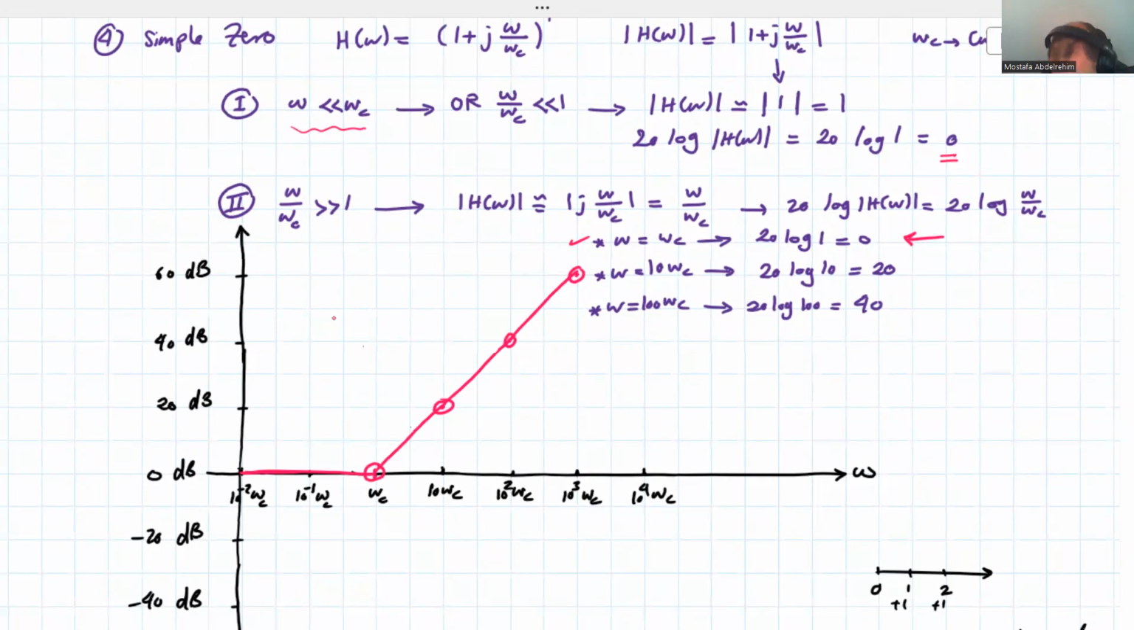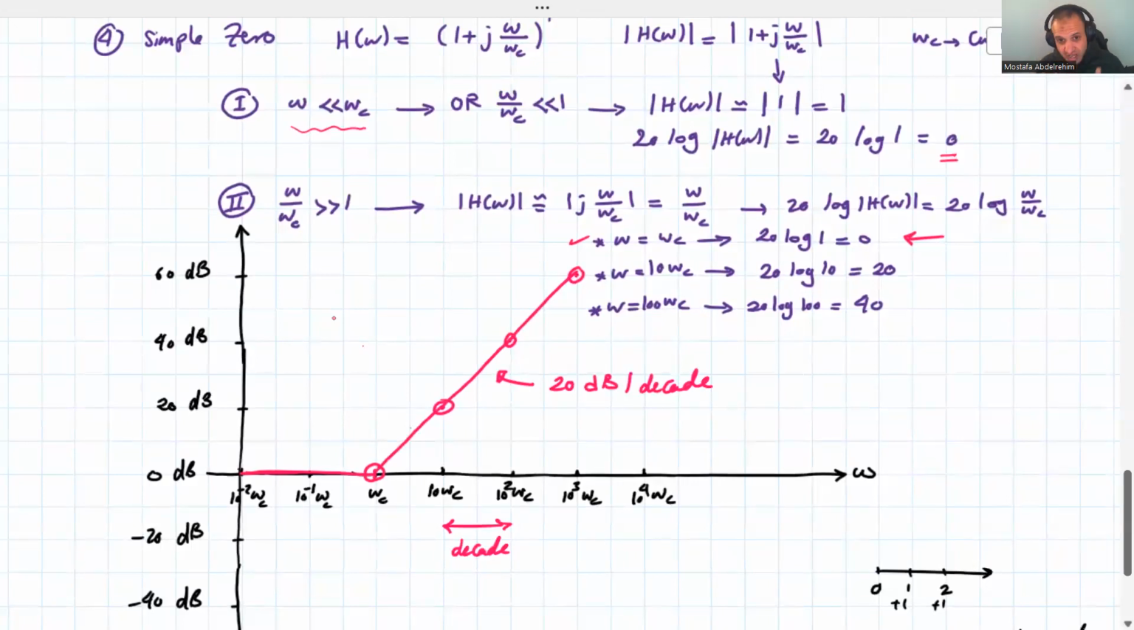And the slope here is 20 decibels per decade. What is a decade? The decade is the distance between 2 points, but only if the ratio between them is 10, multiplied by 10. That's a decade. How we can prove that is very easy. Look, here is 0, this is 20. So for one decade, we increase by 20. That's why it's 20 decibels per decade.